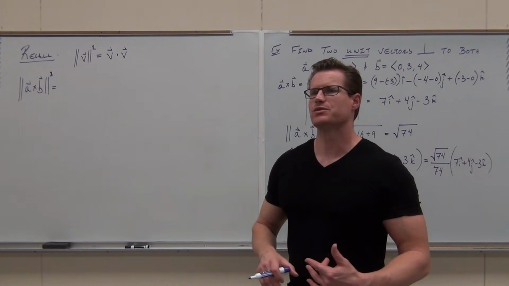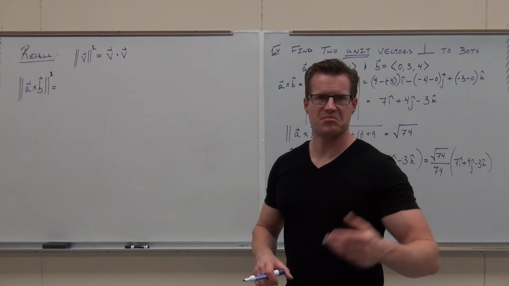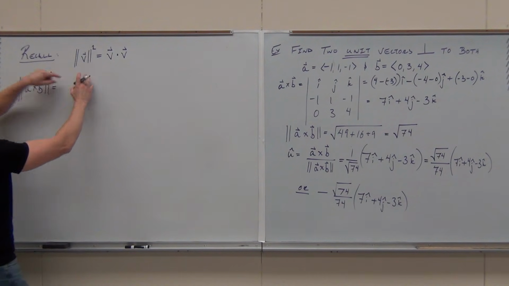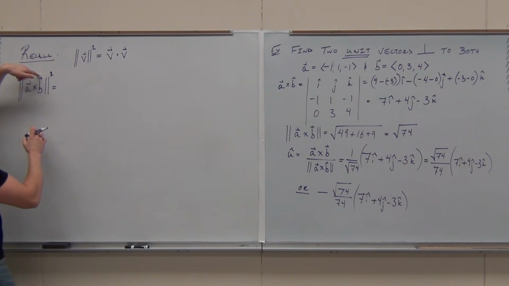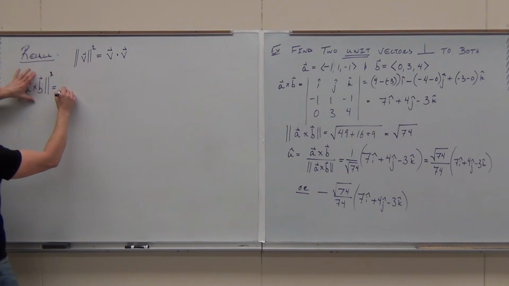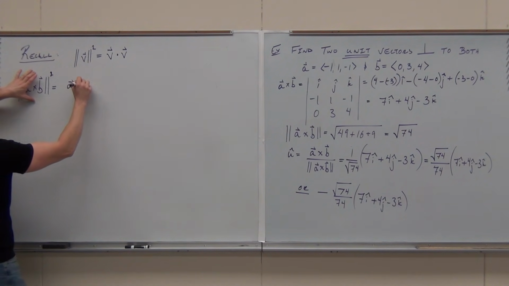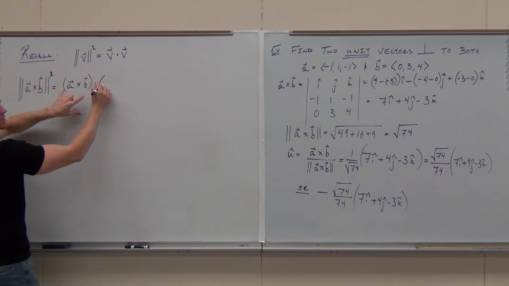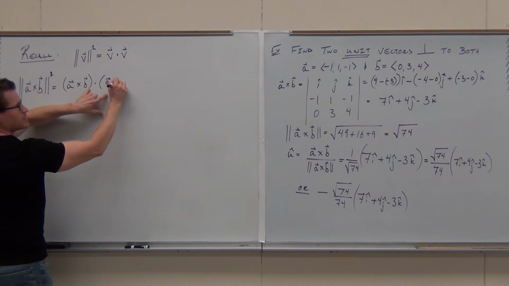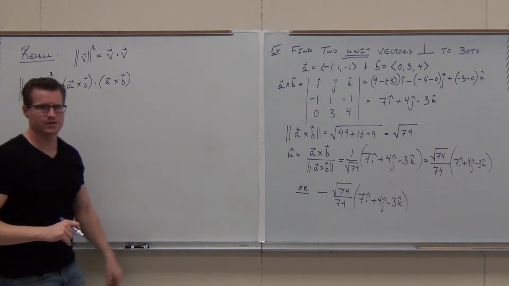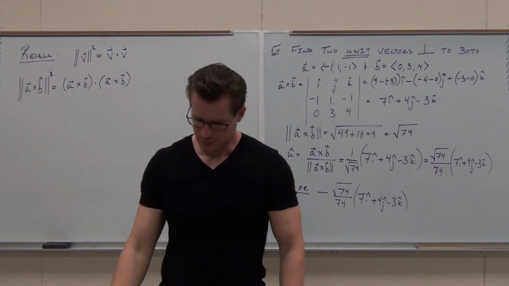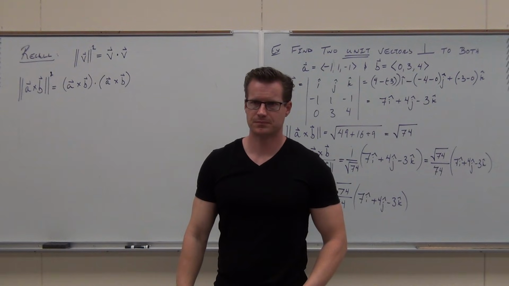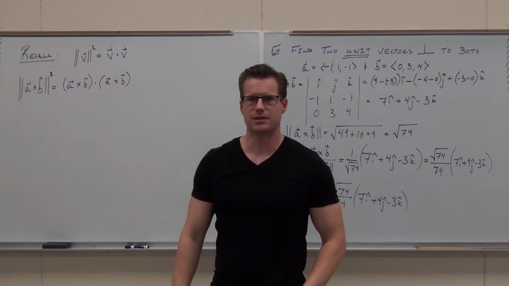Well, let's look what happens when I take the magnitude of a cross product and I square it. By this definition, I get the magnitude of a vector. Verify that's a vector. Which means that I can take this vector and say this is equal to the vector dotted with itself. Can you actually do that? Yeah. It looks really nasty, all right?